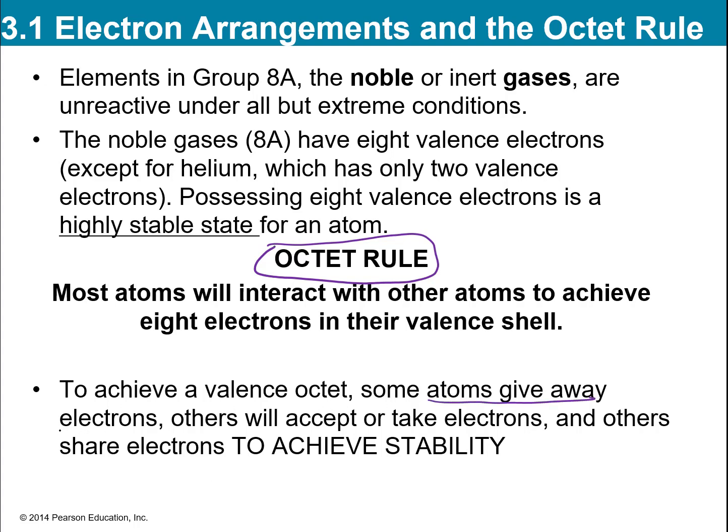Some atoms are going to give away electrons. Some atoms are going to take electrons. Some atoms actually share electrons. So there is this interaction that occurs with the valence electrons between 2 different atoms. That's going to create a bond, and that's going to give both of those atoms 8. Always keep in mind, 8 is the stable number, except for hydrogen and helium. There's always an exception in life. They're the exception, okay? So that's the goal.